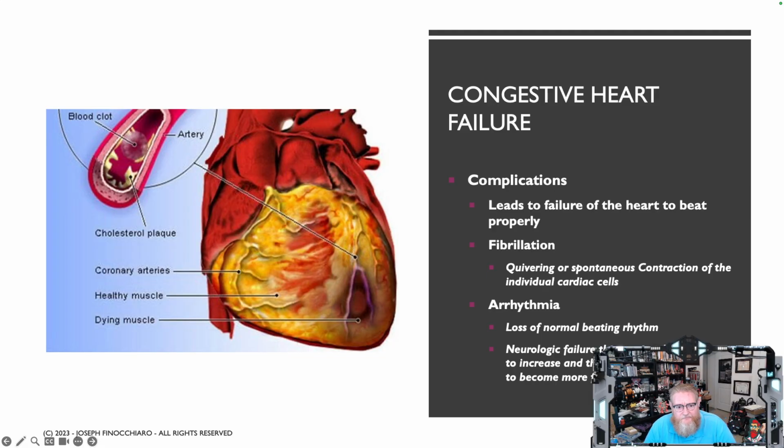Complications of congestive heart failure result in the failure of the heart to beat properly. This can go into fibrillation or arrhythmia. Fibrillation is the quivering or spontaneous contraction of individual cardiac cells, and arrhythmia is the loss of a normal beating rhythm. Neurologic failure causes the heart rate to increase and the contractions of the heart to become more forceful.